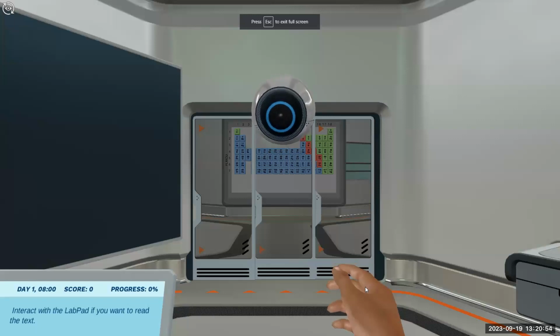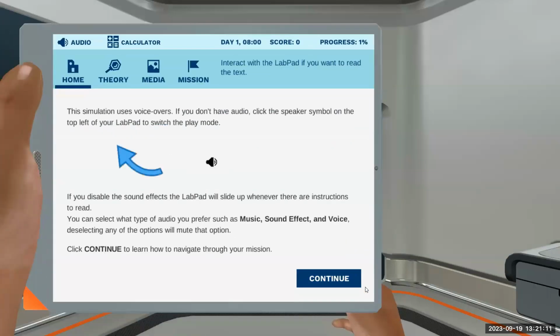Hi there, welcome to Labster. Today you will learn about the components of atoms. Are you ready to see inside the atom? If everything goes well, you may be part of a very important mission about life itself, but it is too soon to know yet. This simulation uses voiceovers.